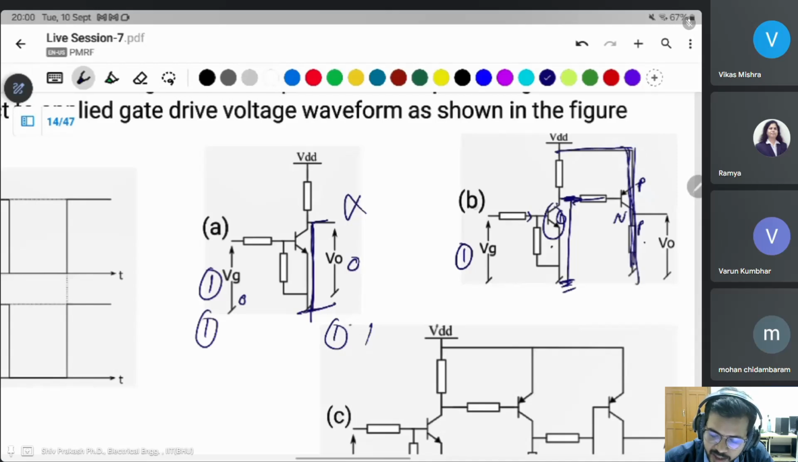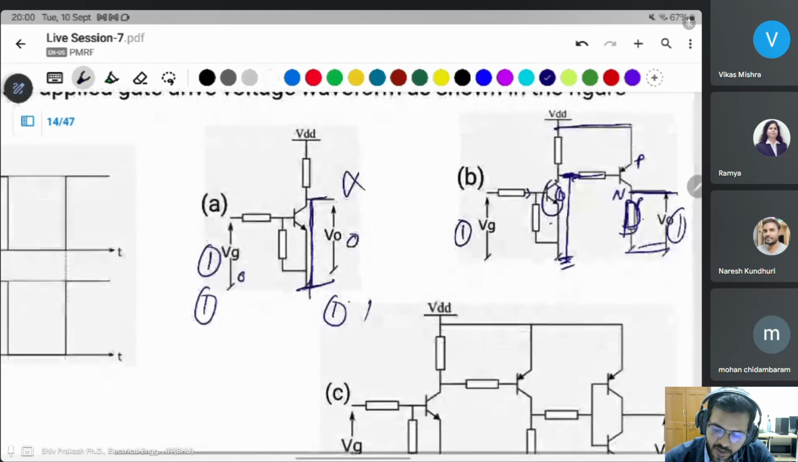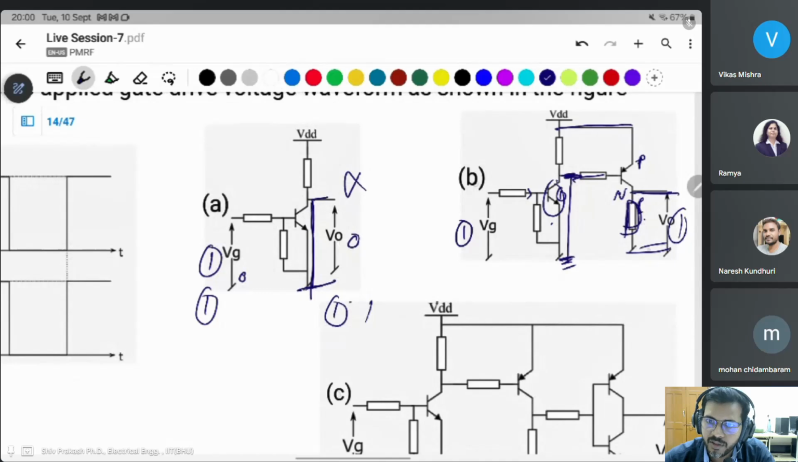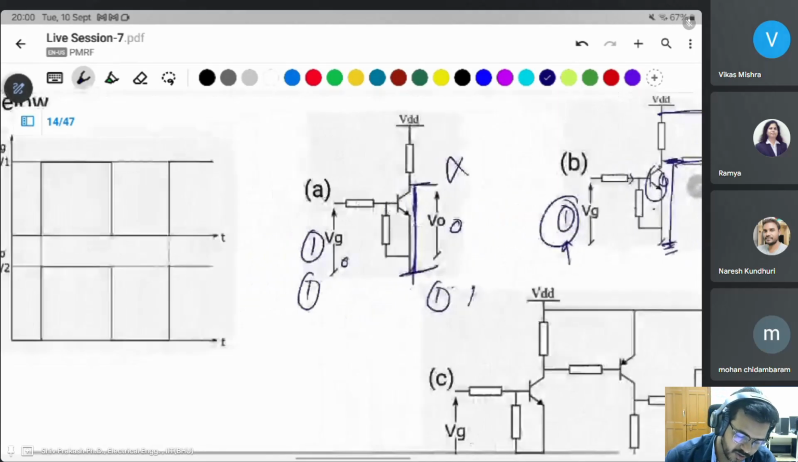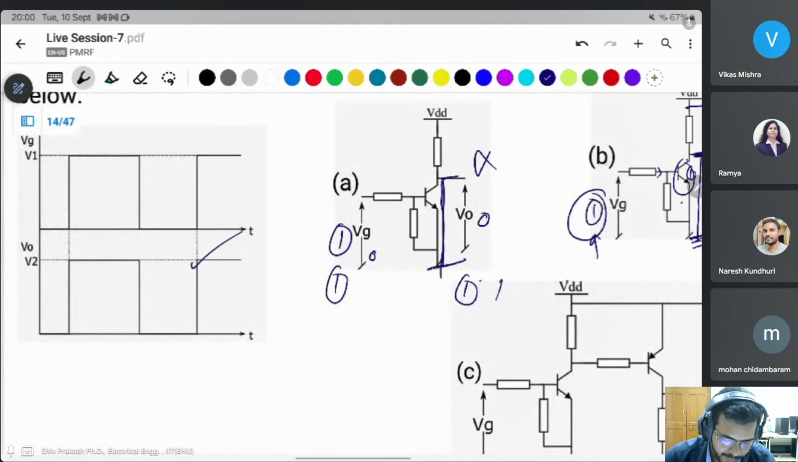Current is flowing like that, and if a resistor is there, then you could get the voltage of 1, high voltage here. If there is no resistor, then this will be ground, both are short circuited, and 0 voltage is given. But here the output is 1. You gave the input 1, output is 1, you can say this matches the question.